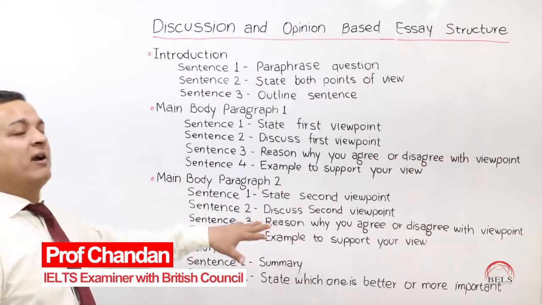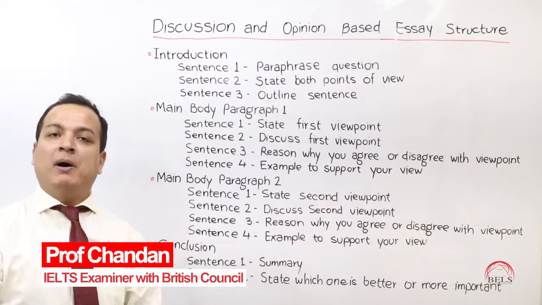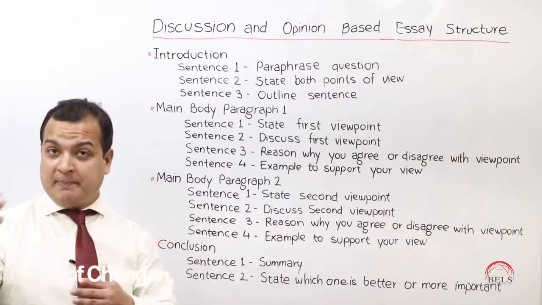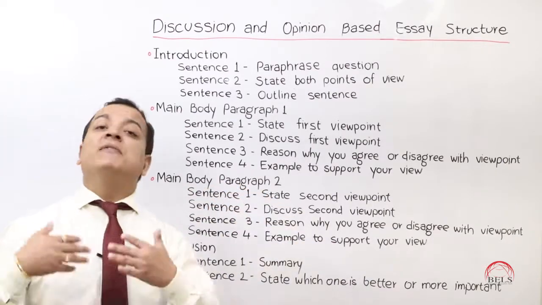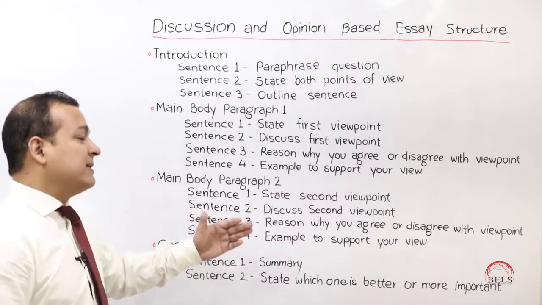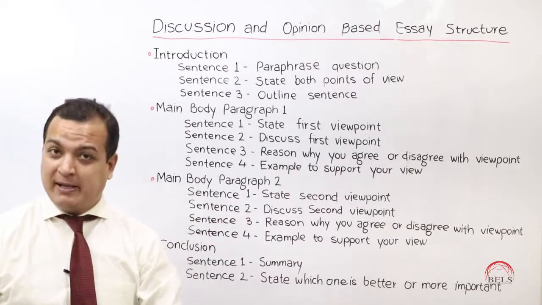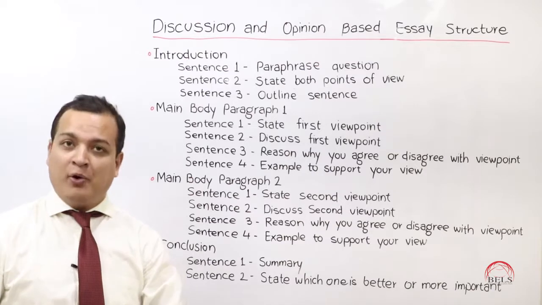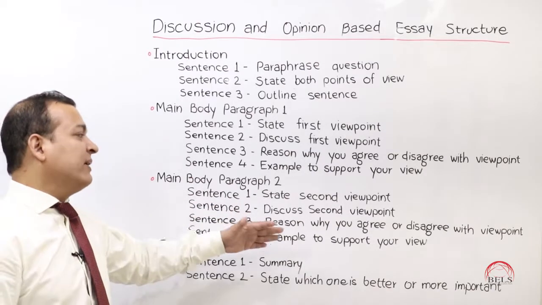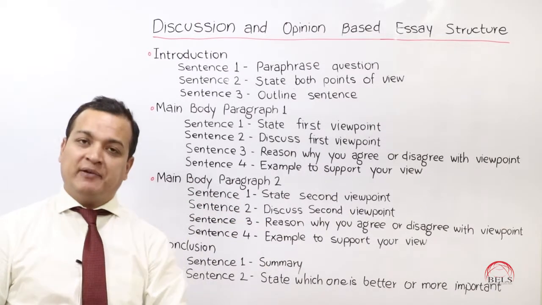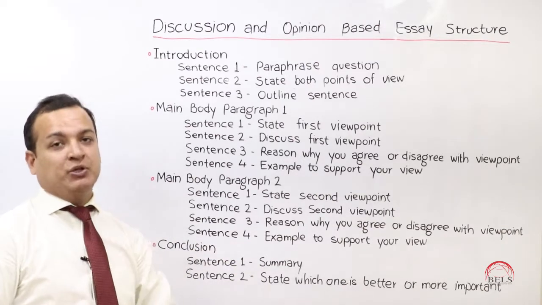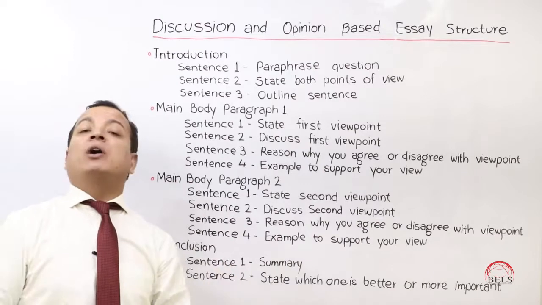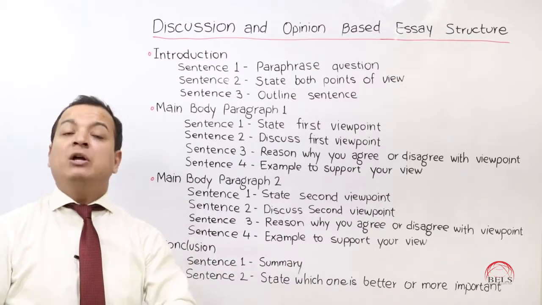Then main body paragraph 2 will come on the contrary part, the other part, what other people say. You can say 'on the other hand', and give the second viewpoint, and then discuss the same viewpoint in detail, with more explanation of that point. Then you will give the reason why you agree or disagree with that viewpoint, and finally you will give an example to support your viewpoint.